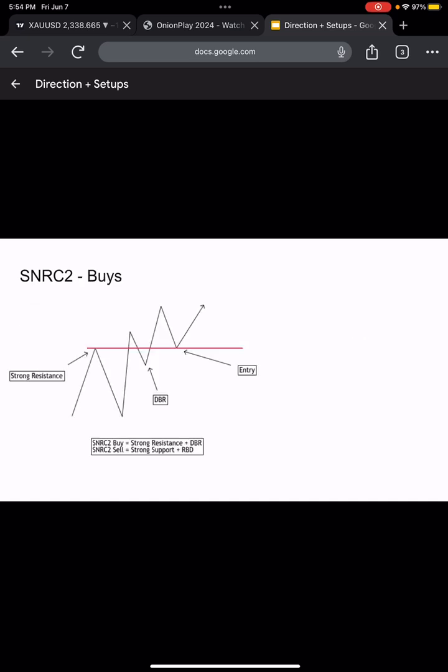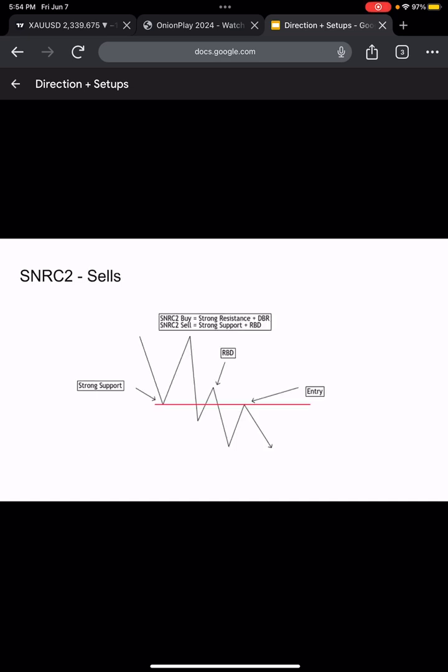So this is what it looks like. You have a strong resistance, then you have a drop-based rally, and then you have the entry. Just basically familiarize yourself with the structure. Don't worry about too much of the terminology, except for strong resistance and strong support. That's all you really need to know. And then the structure, like how the structure looks.